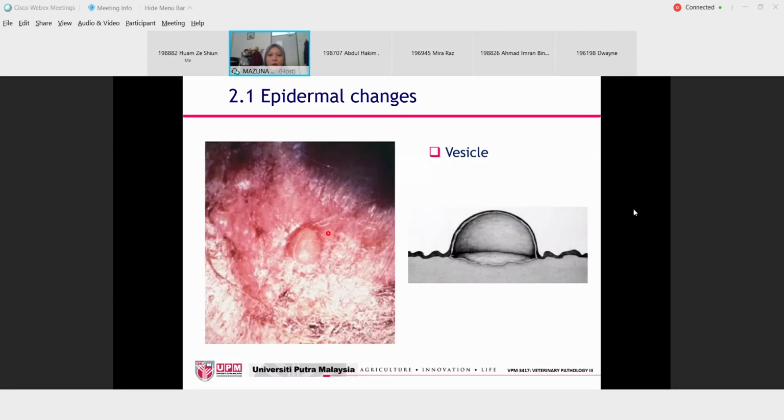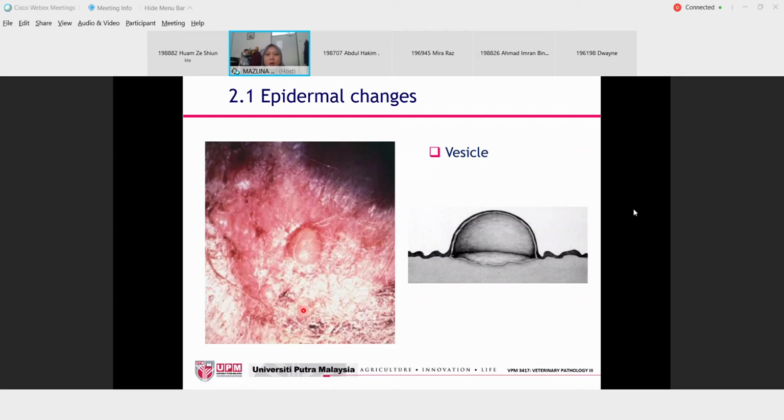This is a diagram that shows how a vesicle looks. So this is usually fluid filled in the epidermis layer. And grossly, this is what it should look like. You can see a blister formation on the skin. Usually, if you pop open the blister or even the vesicle, you should see very clear watery discharge coming out from the vesicle or blister. This is an example of a case of swine vesicular exanthema caused by calicivirus.